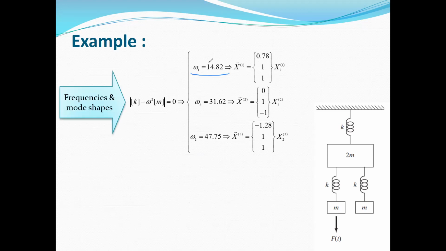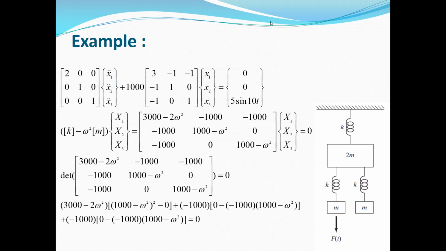So by using this omega 1, you can substitute into the equation. I mean, when you obtain omega 1, you need to substitute omega equal to omega 1 in this equation and in this one as well, and in the third one. Here you should substitute omega equal to omega 1. Then this component will be multiplied by x1, minus 1000 will be multiplied by x2, and again minus 1000 will multiply by x3. This is the first equation.